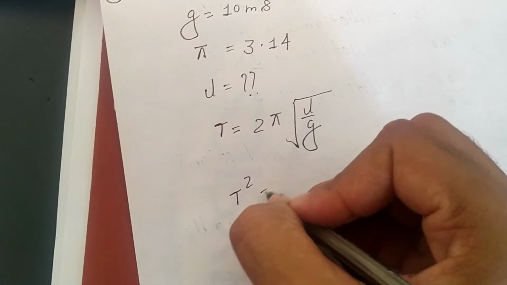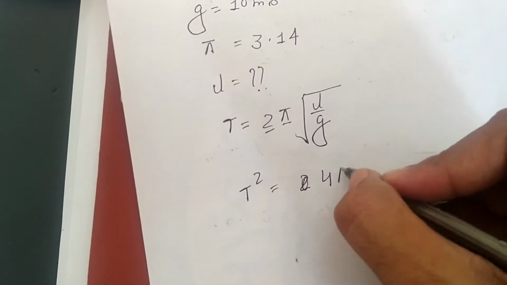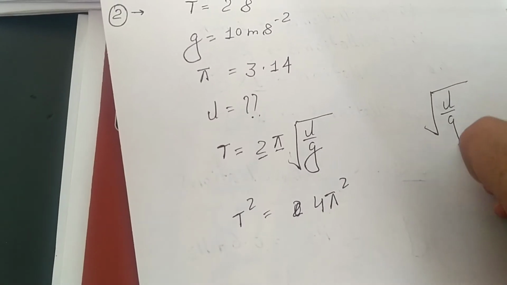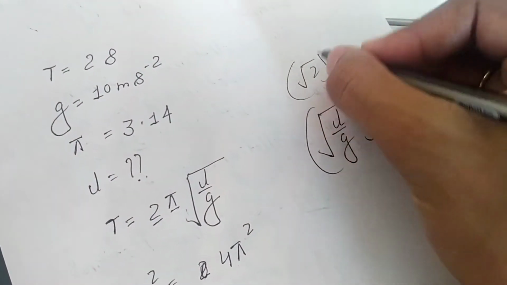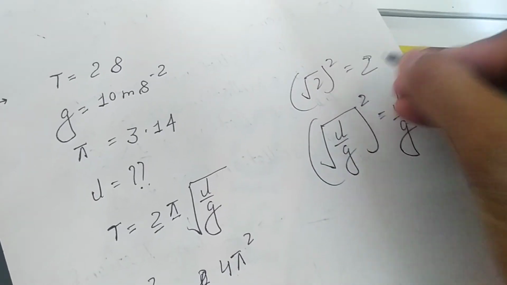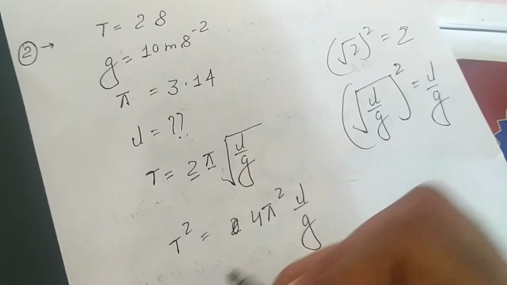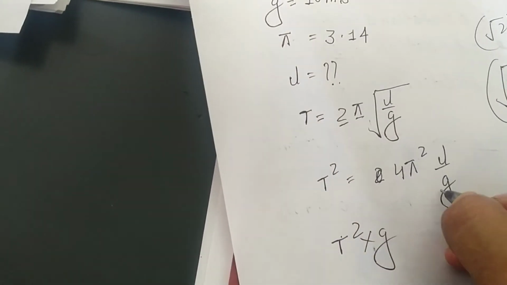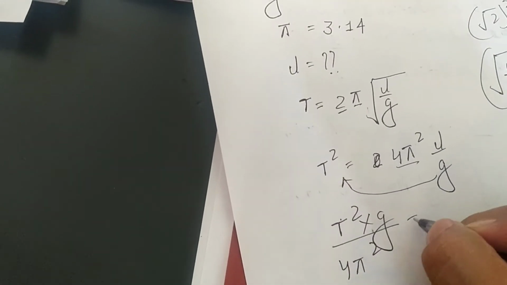So it will be T squared equals 2 squared, which is 4, times pi squared. And if you square this whole term, root L upon g whole squared, it will give you L upon g only, like root 2 squared is equals to 2. So remember this if you do not know. So L upon g. I have to calculate length, so it will be T squared into g. g will go there in cross, and this will come in divide upon 4 pi squared equals L.